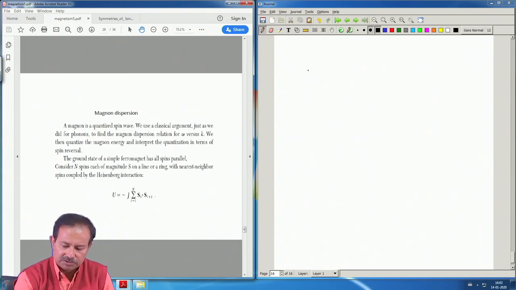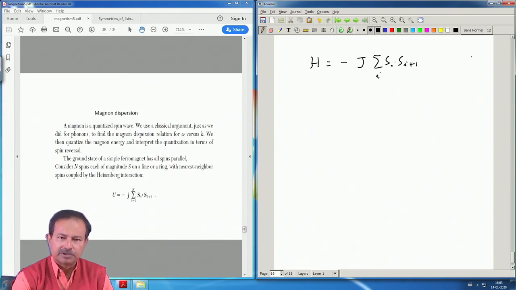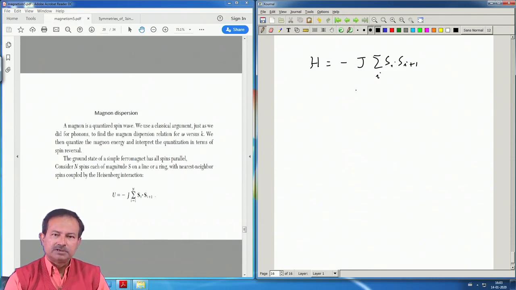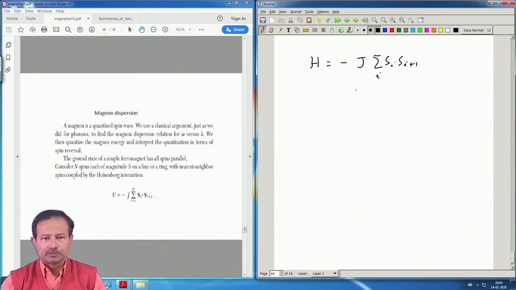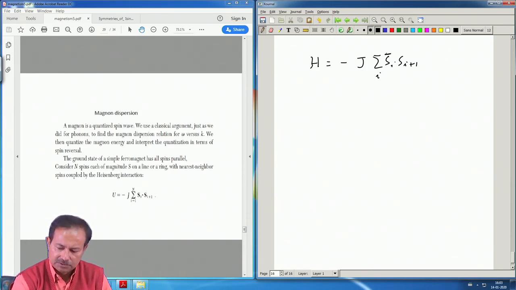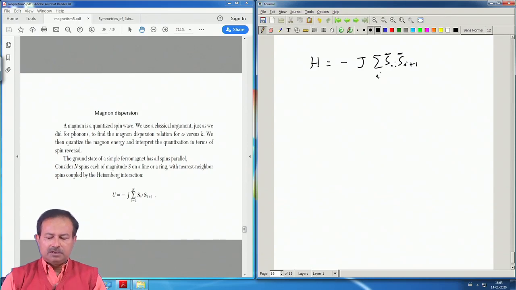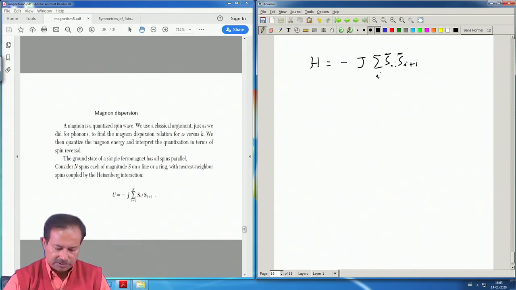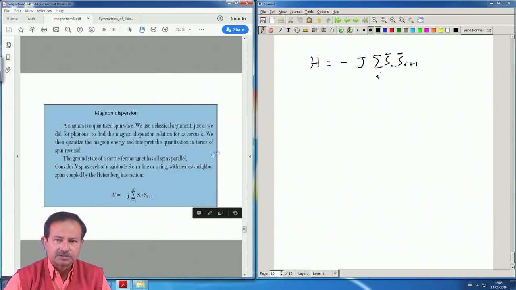The Hamiltonian, as we wrote down earlier for one dimension, is minus J Si dot Si plus 1; all higher neighbor interactions are zero. Between i and i plus 1 the interaction is J. That is the simplest model, the nearest neighbor Heisenberg model in one dimension with ferromagnetism. These are vectors, and that is the model we are going to study and try to find out its excitation spectrum.